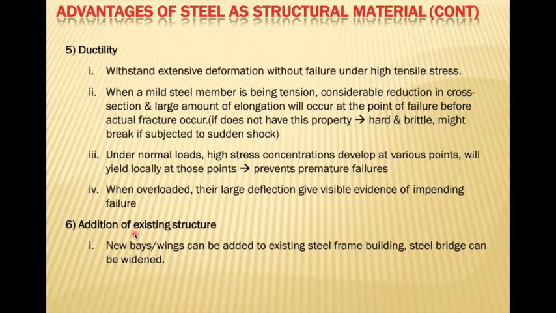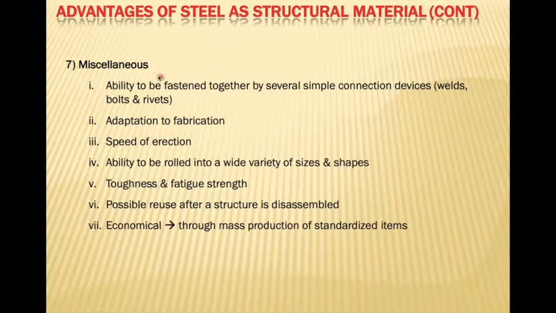Another advantage of steel as a structural material is that it can be used as an addition to an existing structure. It means that we can add to the existing structure. We can add a new base or wings to an existing steel frame building, and even steel bridges can be widened. We can simply design the connection, and the steel bridges can be widened. Other advantages are also listed here.